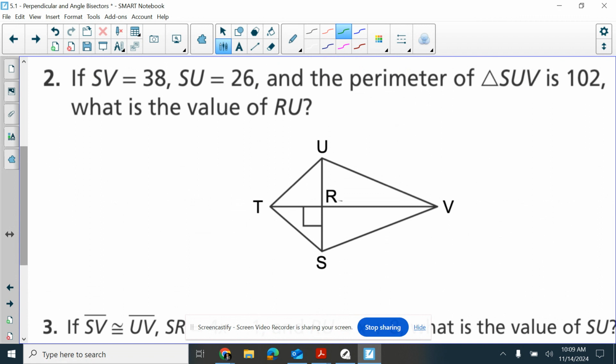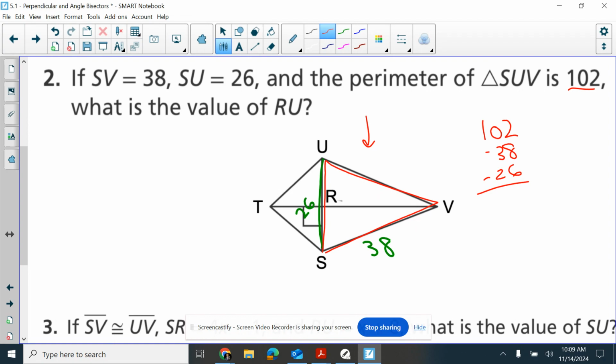Let's just look at one more. SV is 38. SU, this entire distance, is 26. The perimeter of SUV is 102. So what we want to do first is solve for this missing side, UV. In order to do that, if I know the perimeter is 102, I'm going to do 102 minus 38 minus 26. And that gives me 38. So that means that UV is going to be 38.